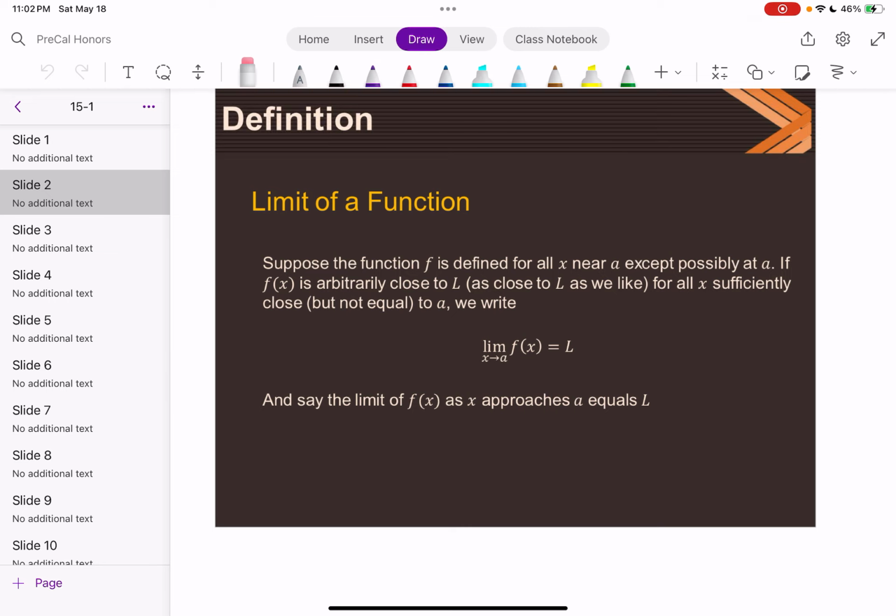In slide 2, we first begin with the understanding of what a limit will look like. Generally, you will see here in the middle, the limit of f of x is equal to L as x approaches a. Now, that's generally what a limit will look like. And this down here would be exactly how you would read your limit.